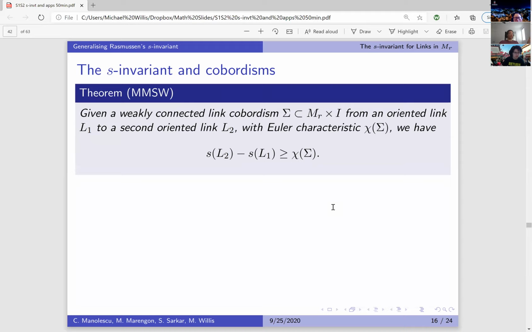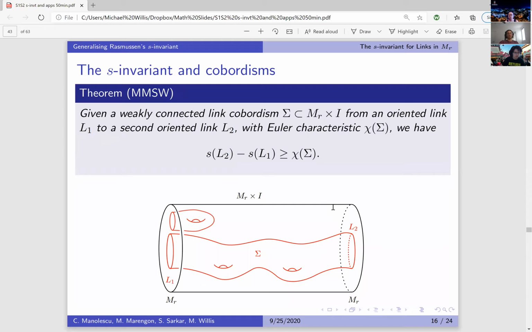Okay, but of course all this is well and good, the important thing is that it still gives you information about topology. So the theorem is you have the same sort of statement if you have one of these weakly connected link cobordisms, now in M cross I, from one null homologous link to another. Then the difference in S invariants gives you a bound on the Euler characteristic of your surface. This was the main hope that this would work, and it did. The proof essentially goes the same way, except your surface now can involve isotopies in S1 cross S2s, and so you have to check all of these.